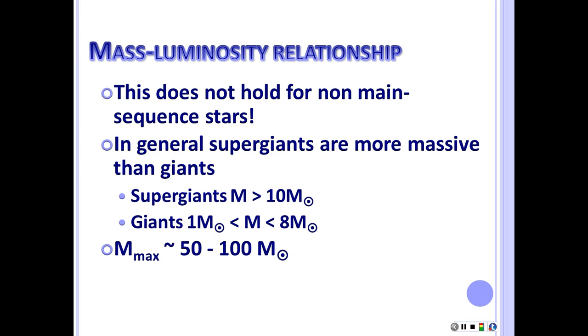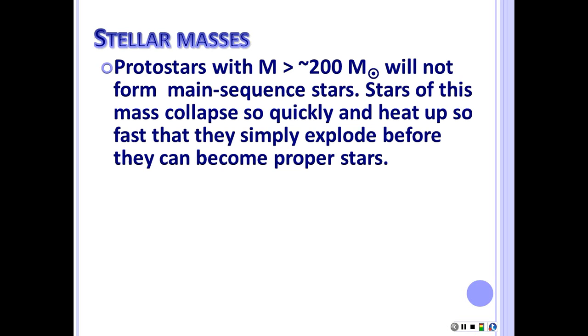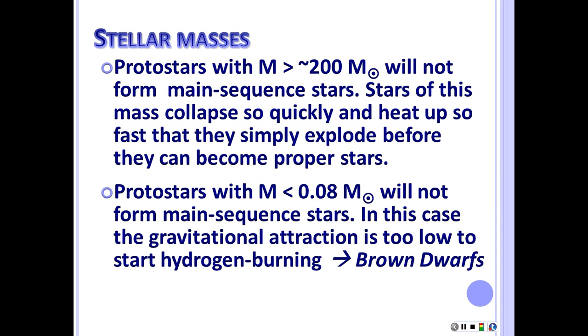The maximum mass for stars is going to be somewhere in the 50 to 100 solar mass range, and the minimum mass is down at about 0.8. I'm just going to explain why those limits exist. If you have a protostar that's more than about 200 solar masses, it can't get to the main sequence. It collapses so fast and gets so hot that it explodes. It basically cannot survive at all. It never gets to stable hydrostatic equilibrium with fusion. Whereas if you've got a low mass star below about 0.8 solar masses, it just doesn't ever get to the point of being able to do hydrogen burning, and we call those stars brown dwarfs.